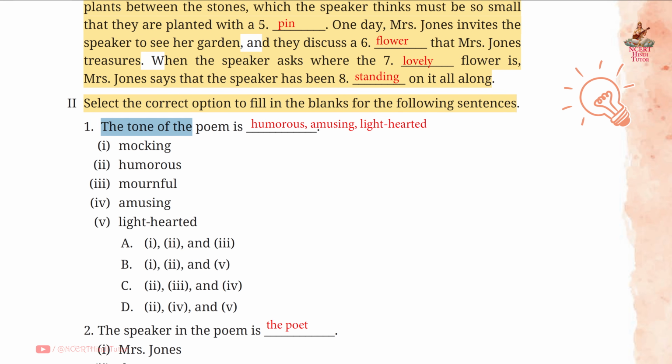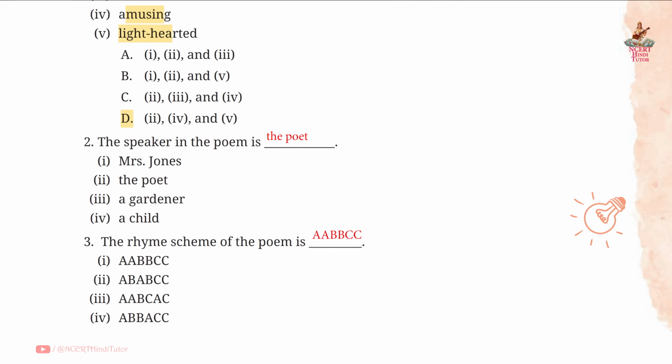First, the tone of the poem is. Answer D: humorous, amusing, and light-hearted. Second, the speaker in the poem is. Answer, the poet. Third, the rhyme scheme of the poem is. Answer, A, B, B, C, C.